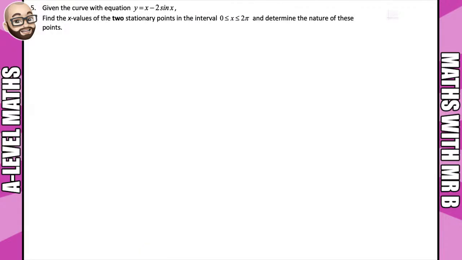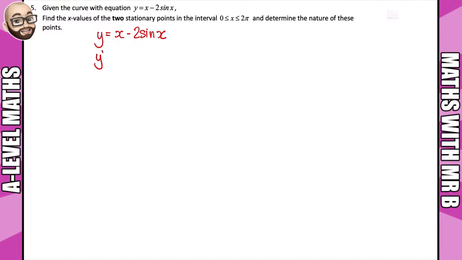And then for the final example, again we've got a function to differentiate that involves trig, and this one then says find the x values of the 2 stationary points in the interval from 0 to 2 pi and determine the nature of these points. So we need to differentiate it and then get a second differential to work out if they're going to be maximum or minimums. So let's start off by doing maybe both the differentiation that we need at the same time. So let's write out y equals x minus 2 sine x.